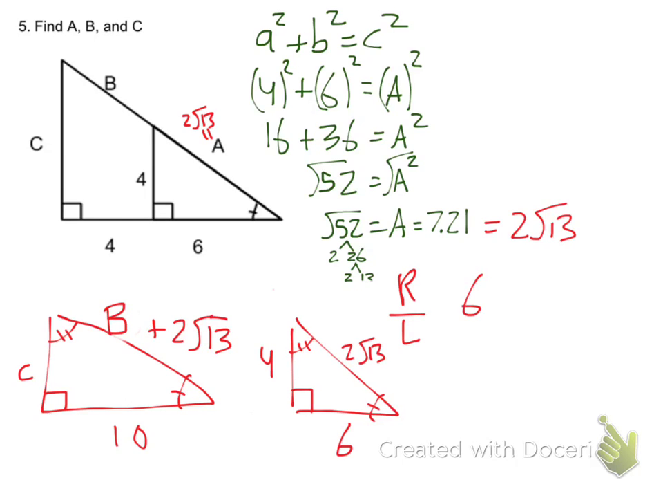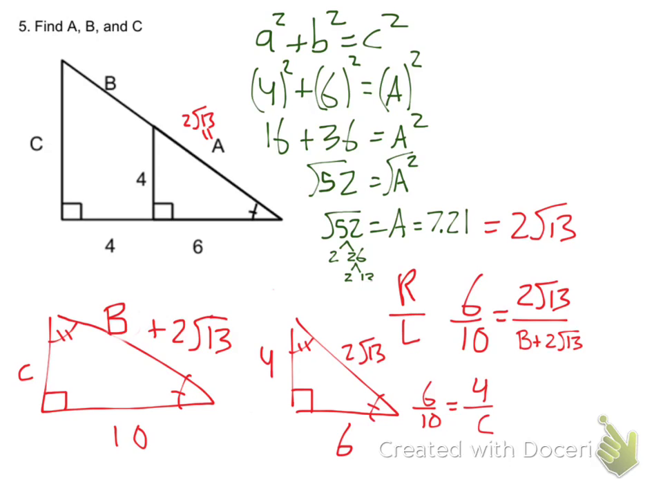So 6 is to 10 as 2 square root 13 is to B plus 2 square root 13. Cross multiply to solve. We also can say that 6 to 10 is equal to 4 is to C. Which one's easier to solve for?